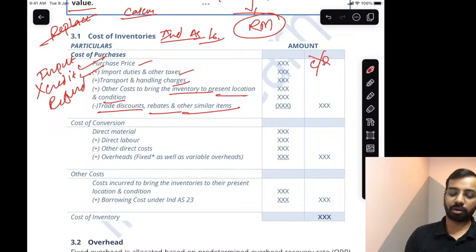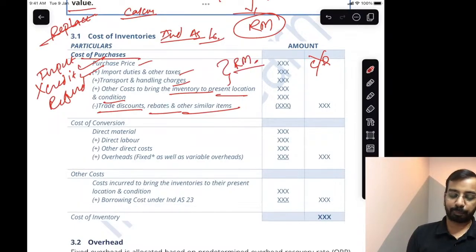Cash discount is not reduced, only trade discount is reduced. This time there was a good question in RTP where they have given volume discount. So volume discount you will definitely reduce, right? This is cost of purchase.